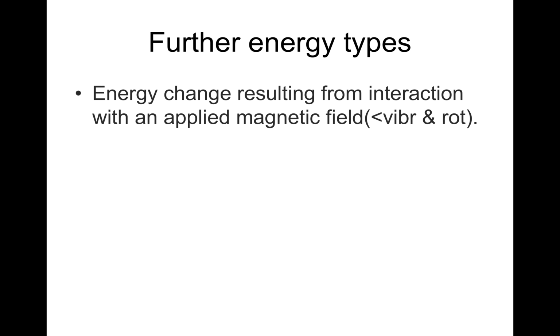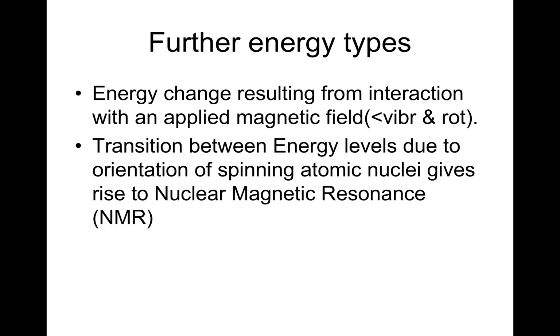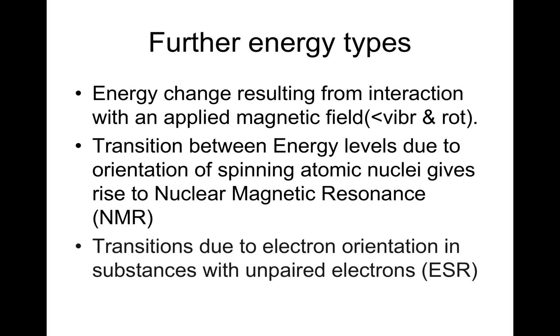Further energies. Energy change resulting from interaction with an applied magnetic field, less than vibrational and rotational. Then we also have transitions between energy levels due to orientation of spinning atomic nuclei, which gives rise to nuclear magnetic resonance, NMR. Then we have transitions due to electron orientations in substances with unpaired electrons, that's electron spin resonance.